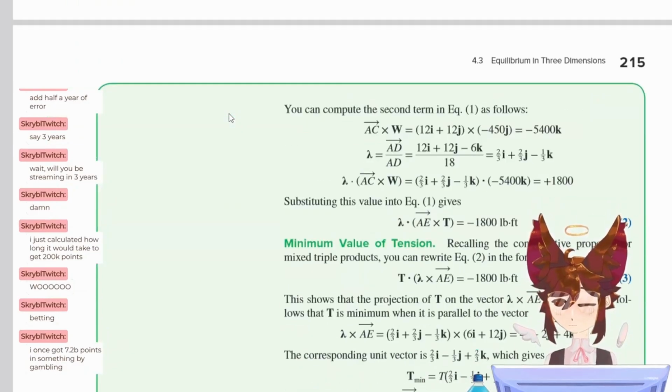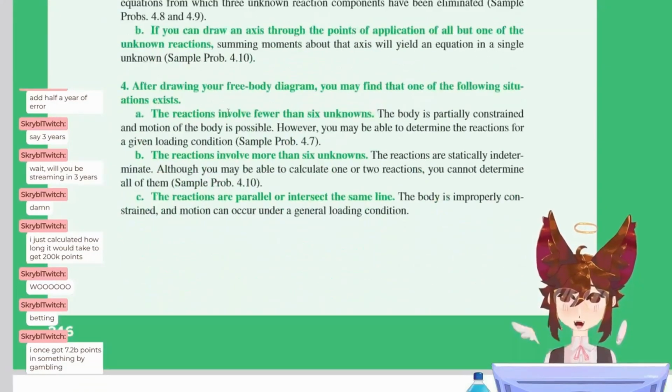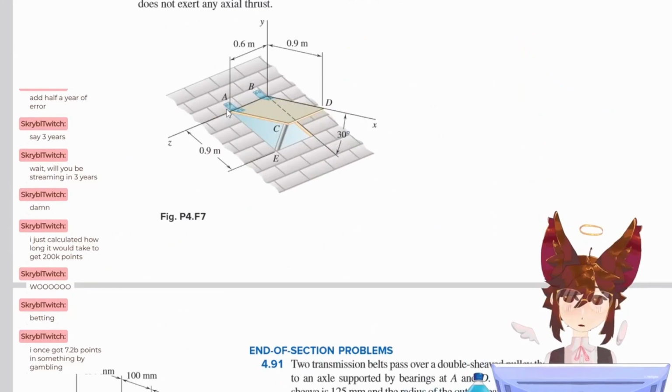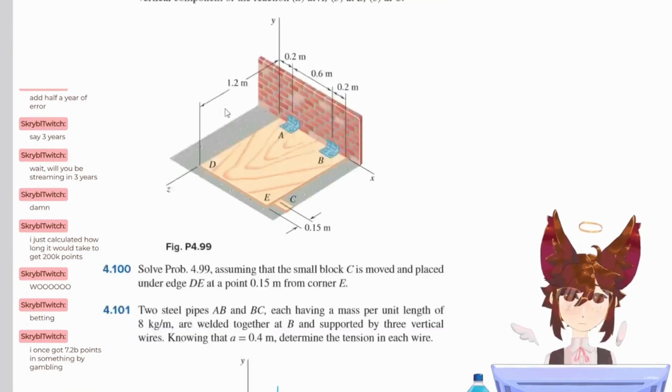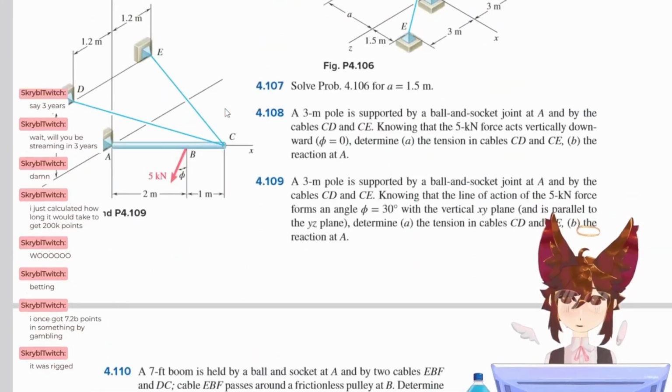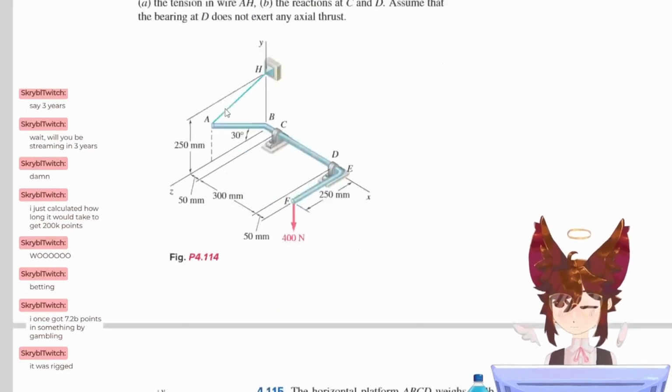Oh my god, 7.2 billion points? Holy moly. That's crazy. Holy cow. These are all like, what? This is not what I need. It was rigged.